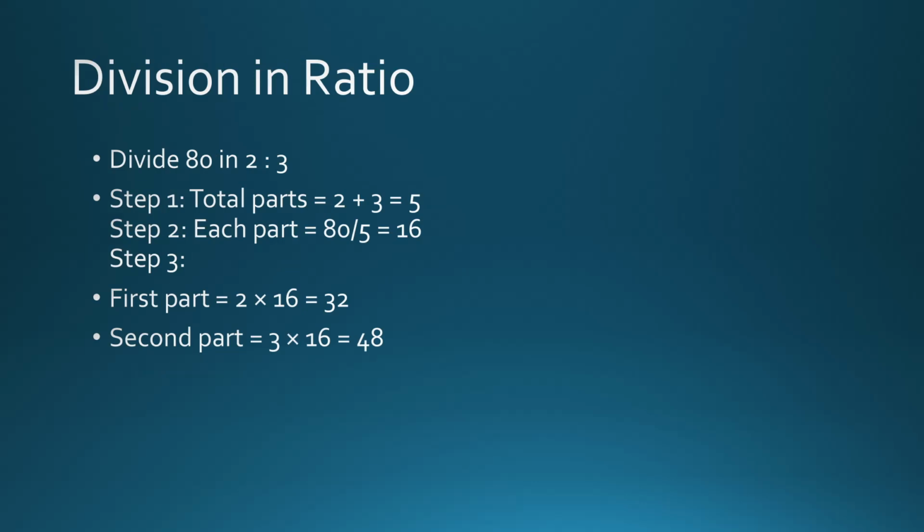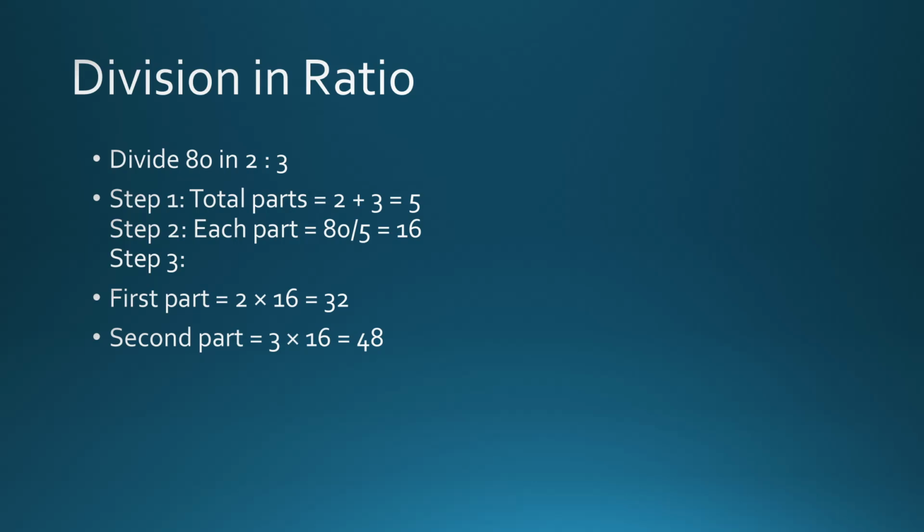Now, there is also division in ratio. Let's say there is 80 and it is divided in two parts, which are in the ratio 2 is to 3. So again, if we take the common multiplier x, then one part is 2x, another part is 3x. So the total is nothing but 5x. So we get the value of x equal to 16. So the value of one part becomes 2 into 16 equal to 32. The value of second part becomes 3 into 16 equal to 48.